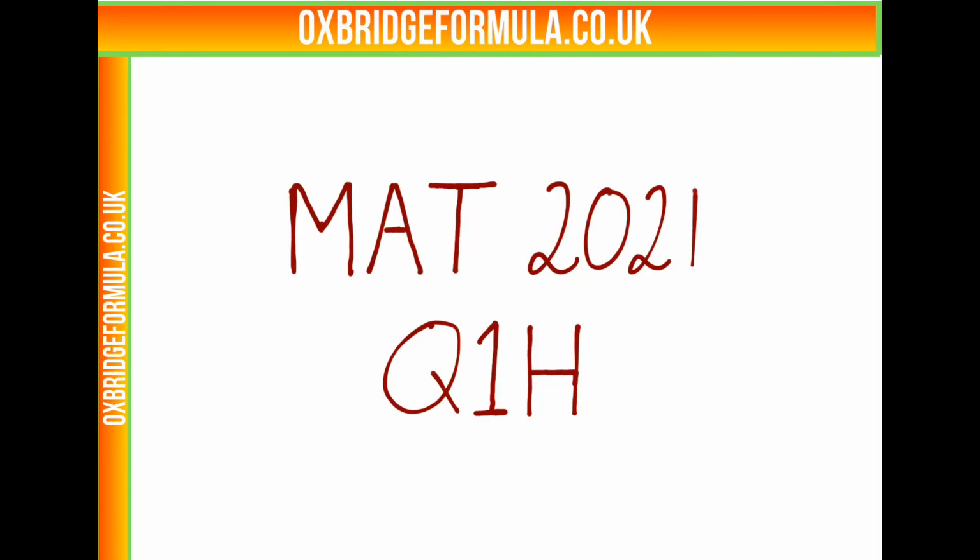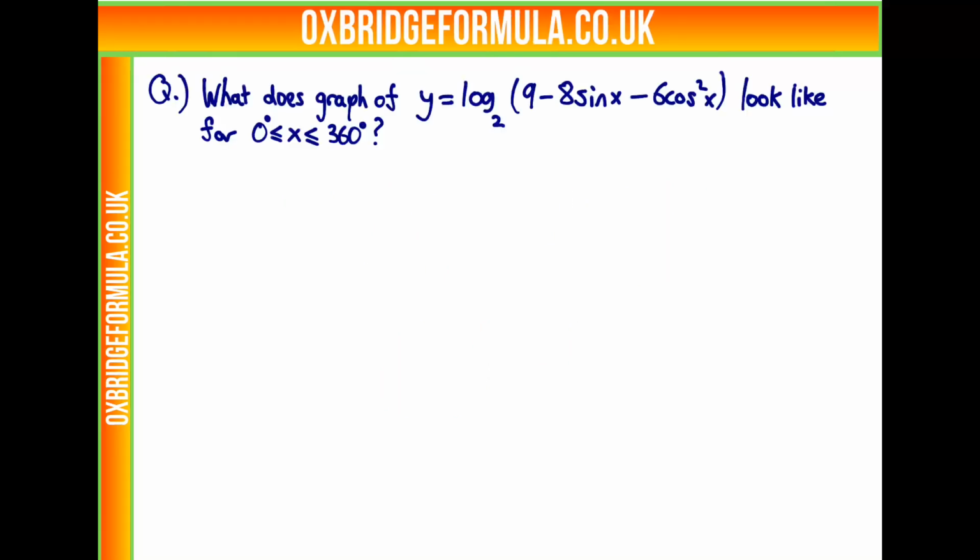This is Matt, 2021, question 1H. We want to work out what the graph of y equals log base 2 of 9 minus 8 sin x minus 6 cos squared x looks like on the range for x between 0 and 360 degrees.